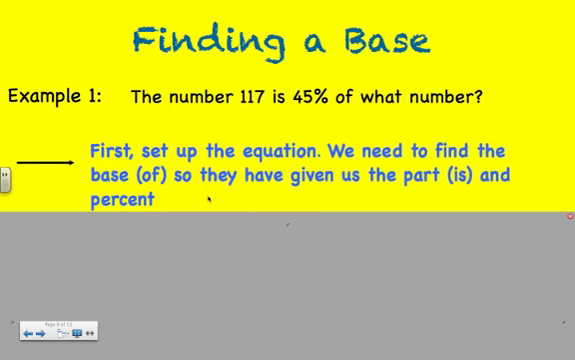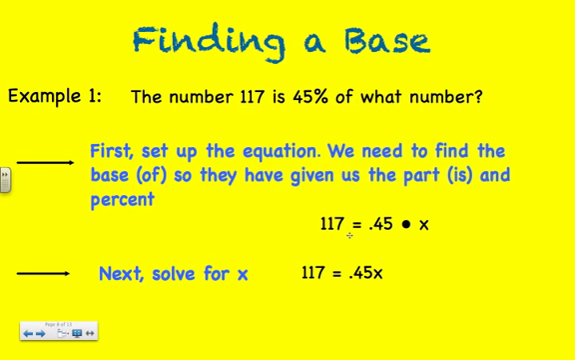Okay, next, we're going to find a base. Our example is the number 117 is 45% of what number? We don't know what the of part is, so that's our variable. We have to make sure we use the 45%, change it to a decimal, so it's 0.45. And our part is 117. So we set up our equation: 117 equals 0.45 times x, and then we solve for x.